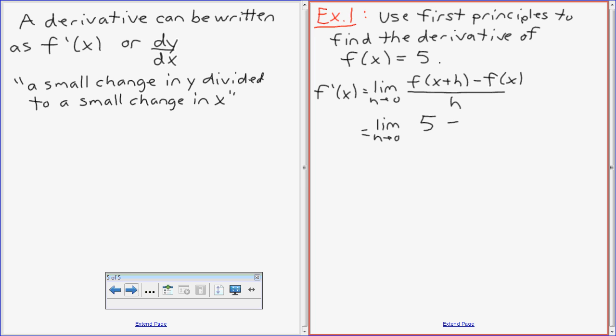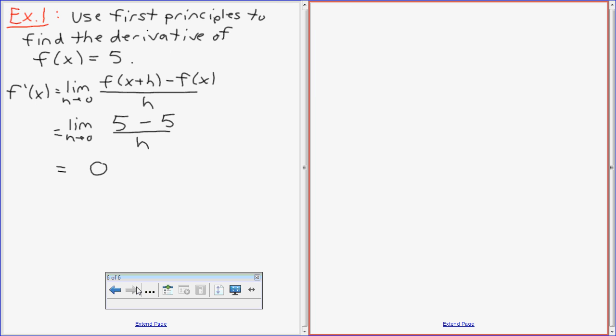If I sub in x for x, what's the answer going to be? f of x is going to equal 5. Which equals 0. Because it's 0 over h, which is 0 over a little something a little bit bigger than 0. So because there weren't any x's, it all cancels.